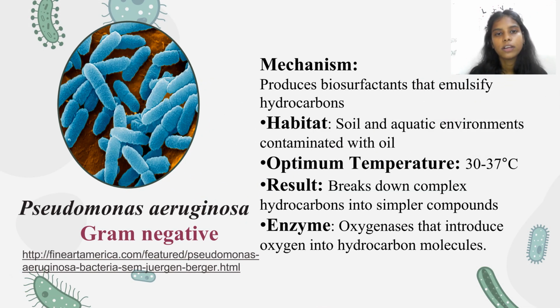Let's discuss some of the microorganisms that can degrade petroleum hydrocarbons in the environment. First is Pseudomonas aeruginosa, a gram-negative bacterium found in soil and aquatic environments contaminated with oil. It degrades complex hydrocarbon molecules through the production of biosurfactants, which emulsify the oil. The optimal temperature range for its biodegradation activity is 30 to 37 degrees. It uses oxygenase enzymes that introduce oxygen into hydrocarbon molecules, breaking them down into simpler molecules, and by this mechanism Pseudomonas can degrade petroleum hydrocarbons in the environment.